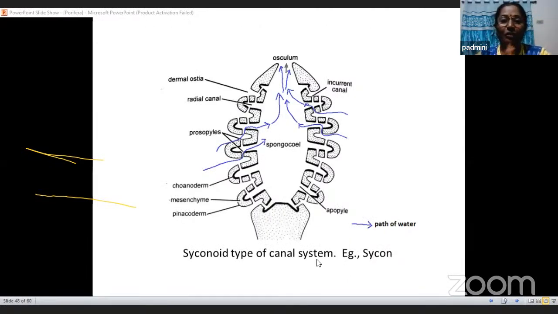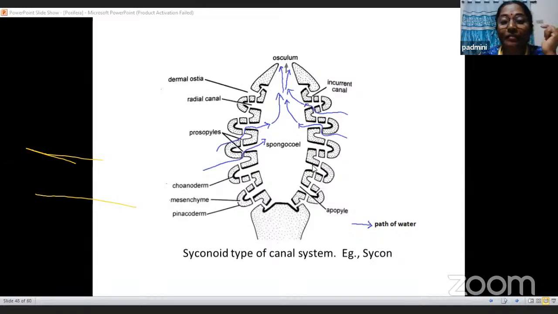Sycon is again easy for you because we have already talked about it. Once again, this is the radial canal, and this is the incurrent canal. From the incurrent canal there is an opening. What is this opening called? This opening is called the prosopyles. Water from the incurrent canal goes into the prosopyles, that is the dermal ostia. From the dermal ostia into the prosopyles, and from the prosopyles inside the radial canal.